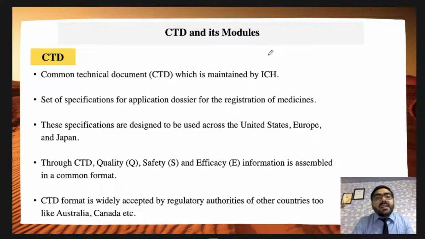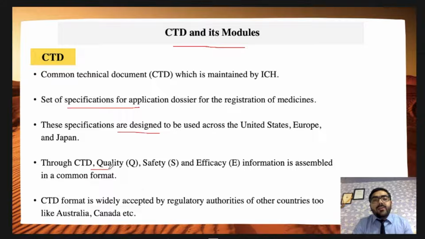Then coming to the CTD and its modules. What is CTD? CTD is the Common Technical Document, which is maintained by ICH. It is a set of specifications or guidelines for the application dossier for registration of a pharmaceutical product. These specifications are designed for use across Europe, Japan and the United States. Through CTD, quality, safety and efficacy information is assembled in a common format.